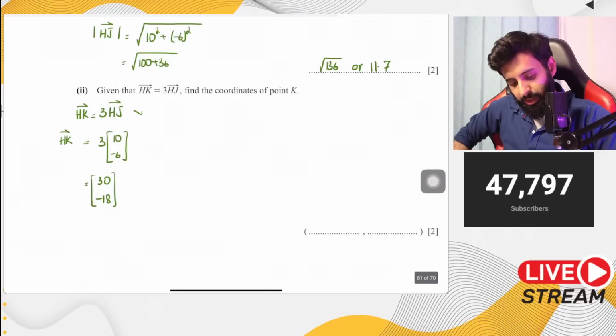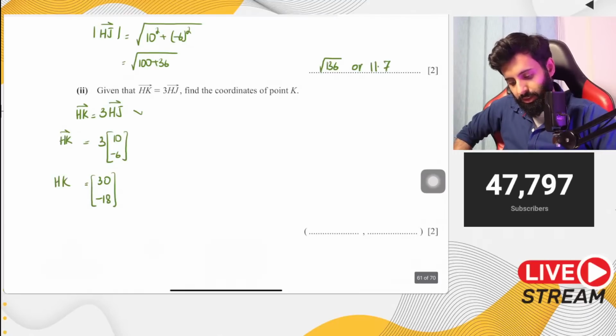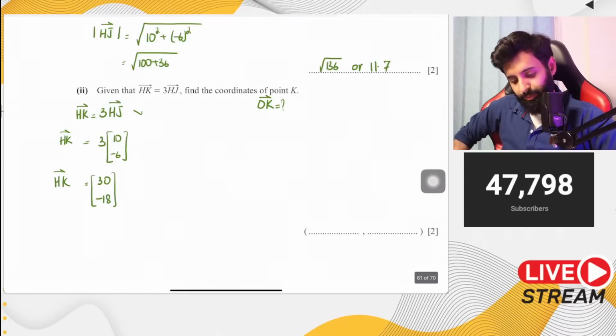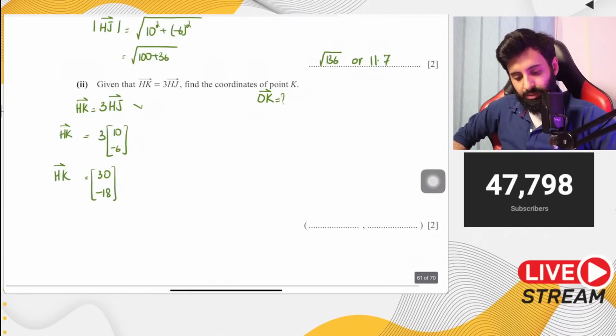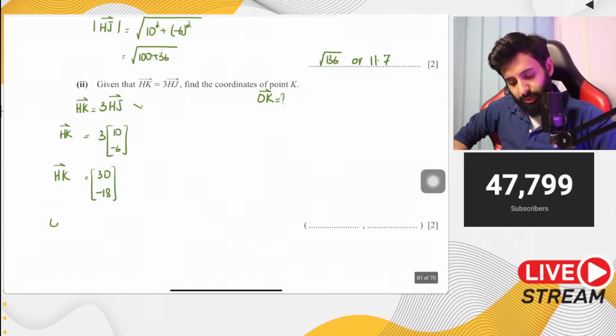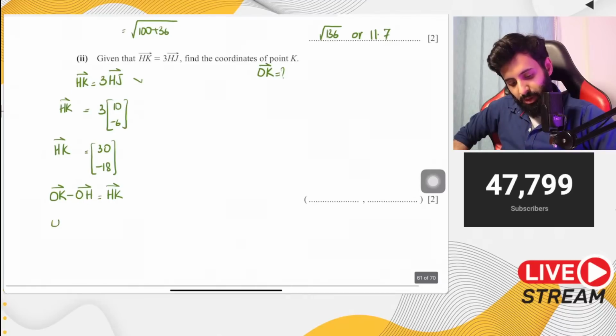Now, don't get carried away. This is not the final answer. What you want are basically the coordinates of K, which means you want to find out the vector OK. Now, how will I break HK up? Here's how I'll do it. OK minus OH is equal to HK. Okay. So that means if I make OK the subject, that's going to be equal to HK plus OH.